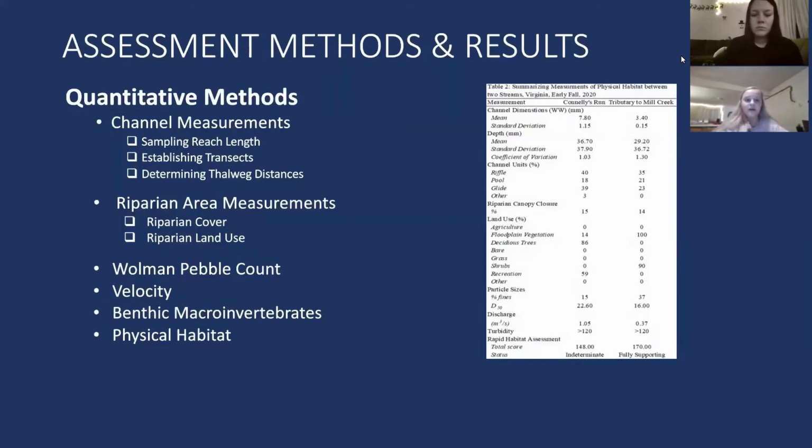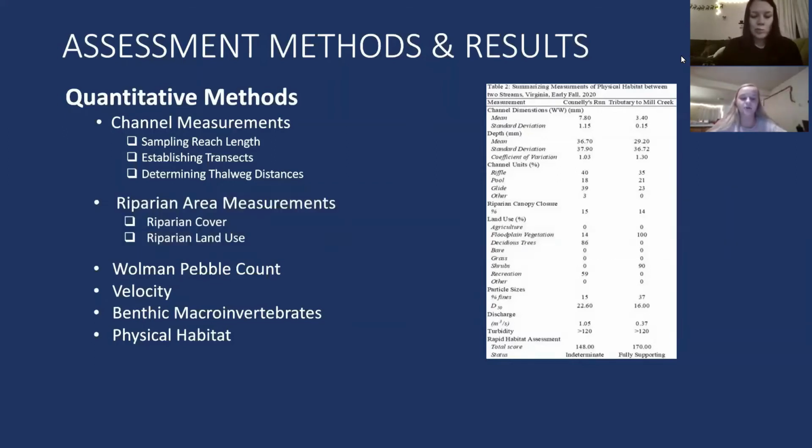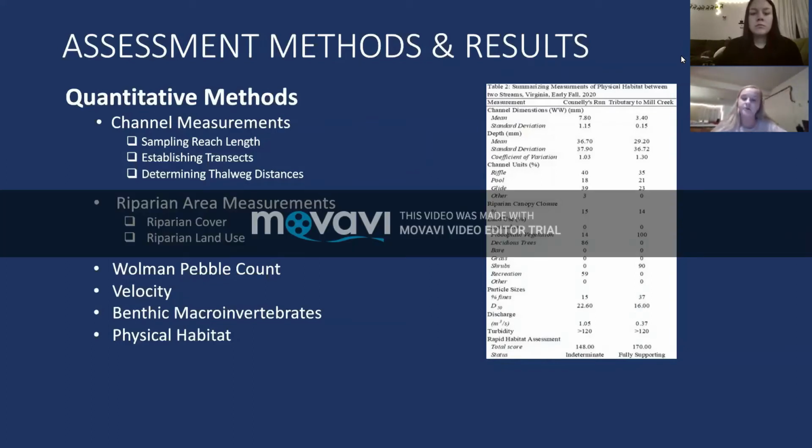For the riparian area measurements for riparian cover, this was determined by using a densiometer to measure riparian cover. We taped a V on a mirrored surface and used 17 of the possible 37 line intersections to help determine the riparian cover. For Connelly's Run, we had a 14% riparian cover, and for the tributary to Mill Creek, we had a 15% riparian cover.